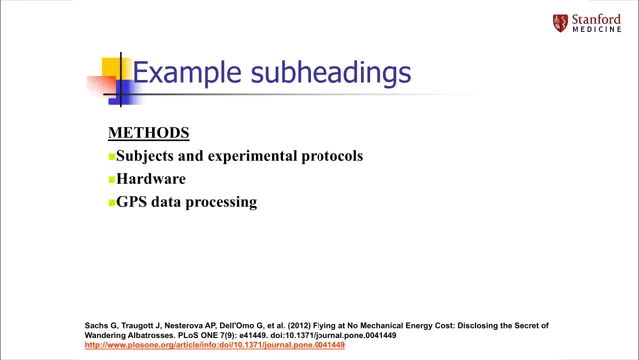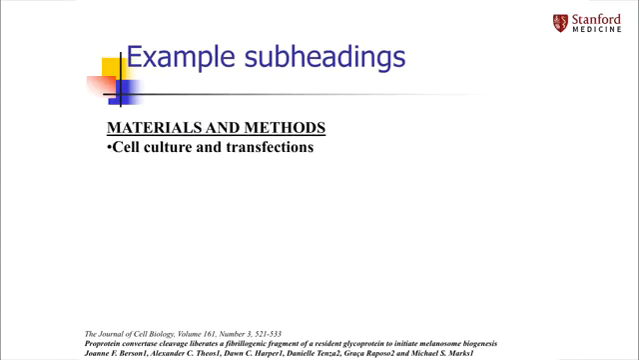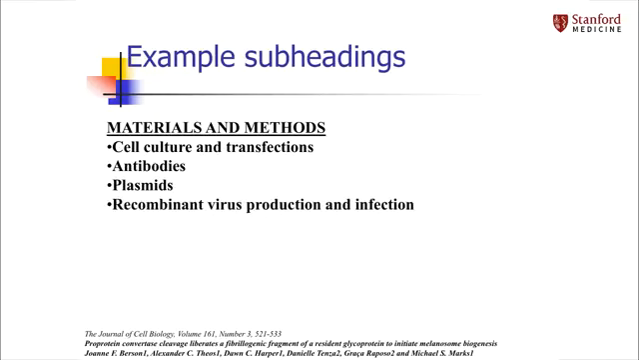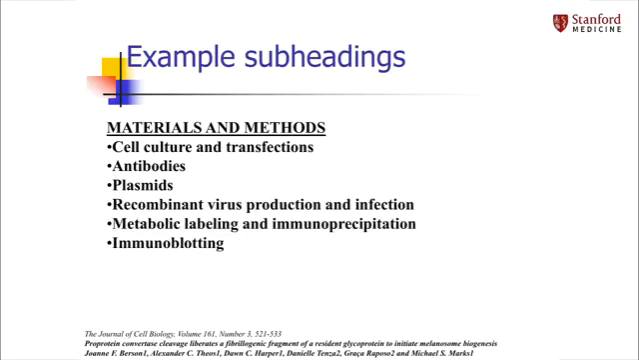Here's another example. This one was looking at flying albatrosses. So they have subjects and experimental protocols. The subjects here are the flying albatrosses. Then hardware. And then they were using GPS tracking, so they had to say how they were processing the GPS data. And then wind was a very important variable here because we're talking about flying. One more set of subheadings, just as an example. This one had cell culture and transfections, antibodies, plasmids, recombinant virus production and infection, and so on and so forth. You get the idea. Whatever your topic, breaking the methods into subsections is a good way to go.